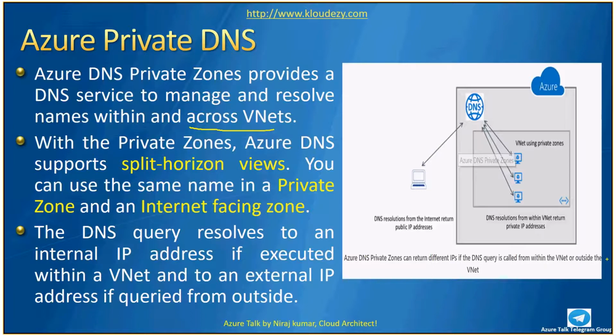So if we needed that use case earlier, we would have to set up our own DNS server. But now you will be able to utilize Microsoft Azure Private DNS to do that. Essentially, your name to IP resolution will happen within the VNet and across the VNet. So that's what Azure Private DNS is about.